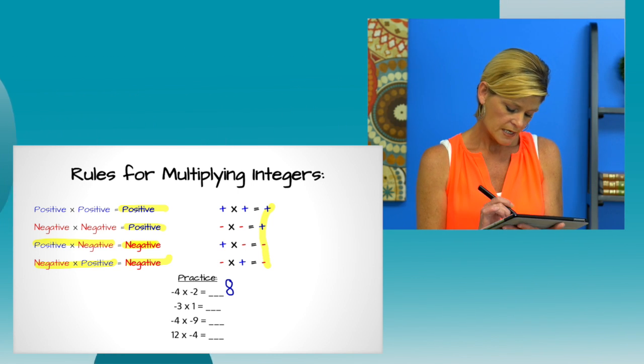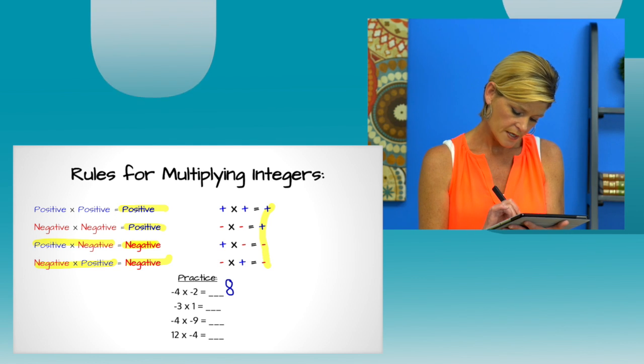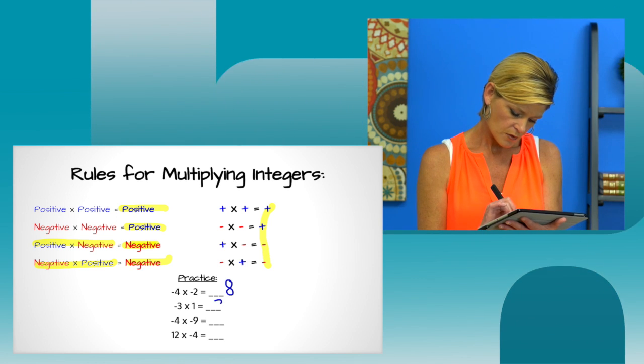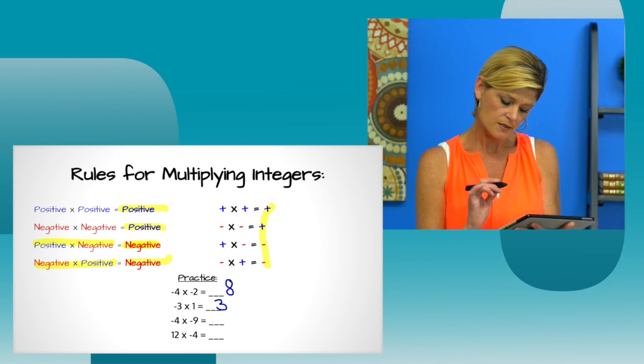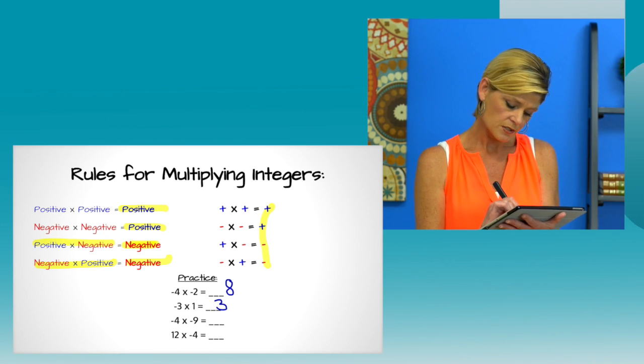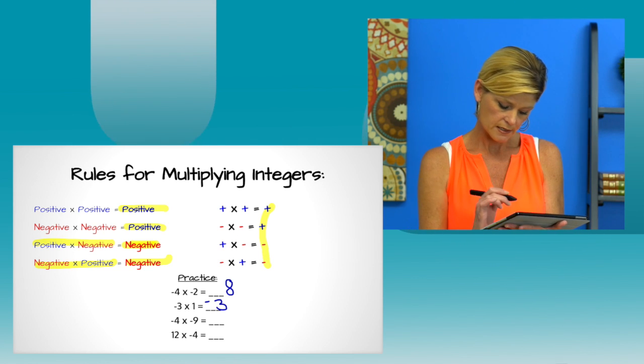All right, next problem, negative 3 times 1. Our answer for that will be 3. However, I have a negative 3 times a positive 1. I have different signs there, so my answer is going to be negative.